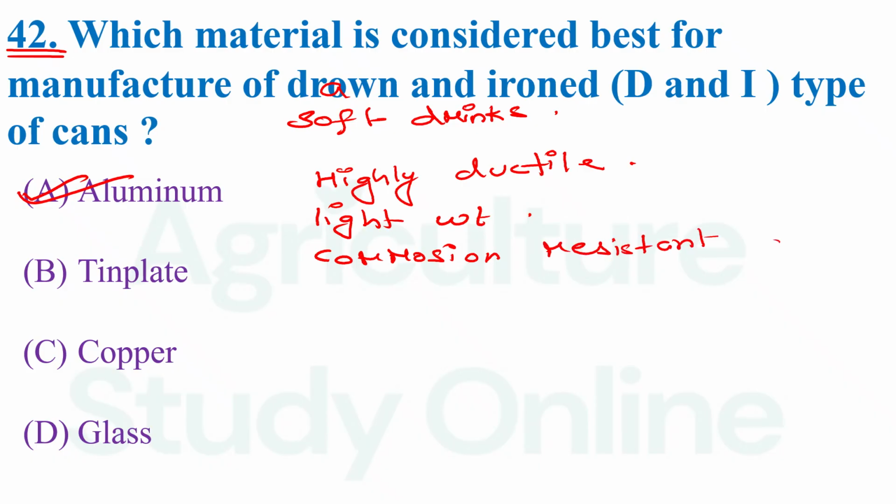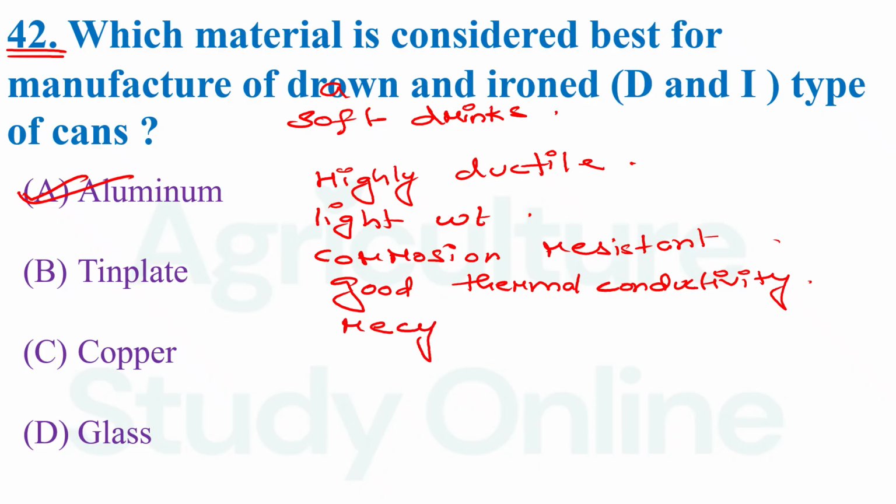Now if it's lightweight, transportation cost will get reduced. Corrosion resistance means it is suitable for beverages. Even it is having good thermal conductivity. And the most important one is recyclable. So D and I type of cans are the aluminium beverage cans.